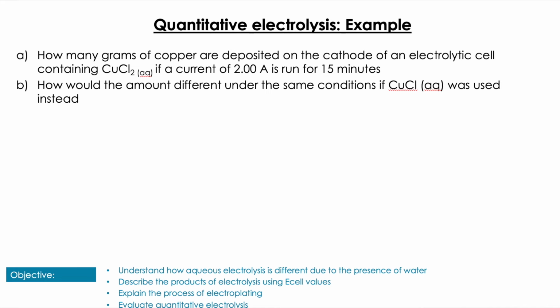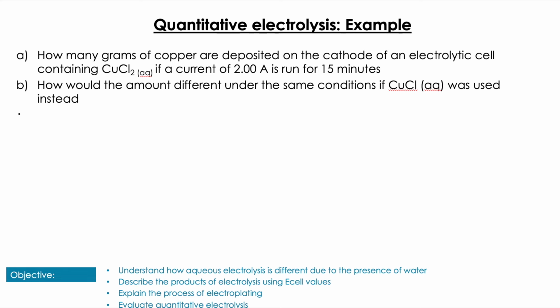So here we have an example question asking us to find the mass of copper deposited in an electrode and how that would change if we used a different salt of copper chloride. So we can see that part A is asking us about time, and part B is clearly asking us about charge. So let's have a look at part A.